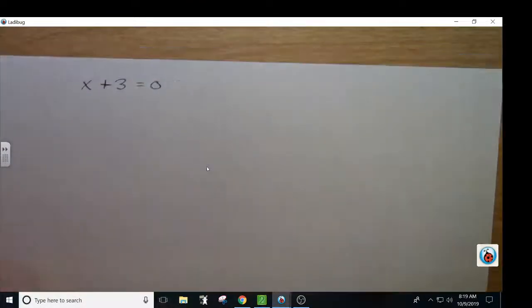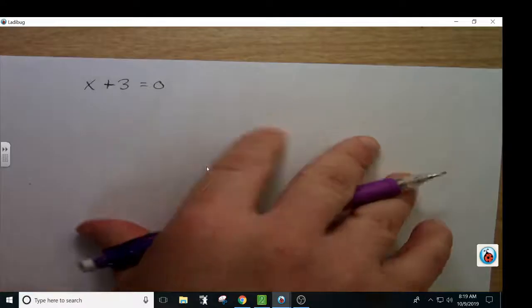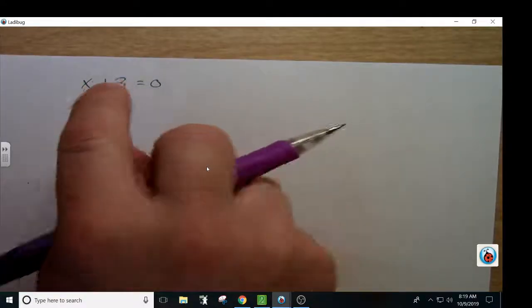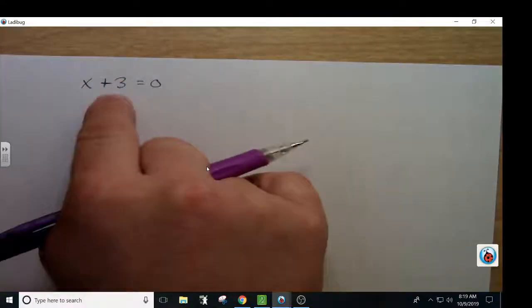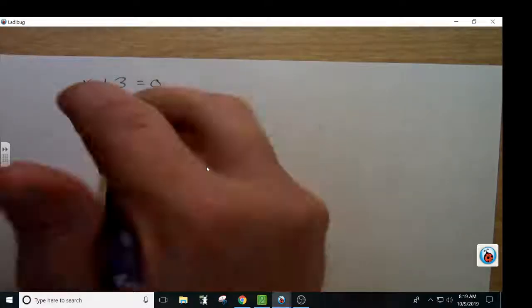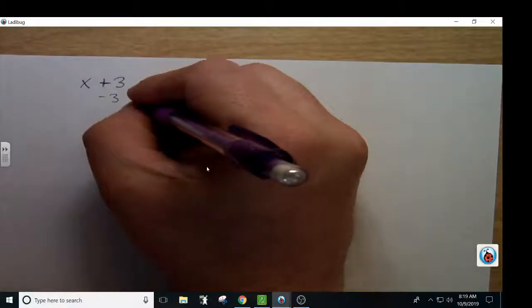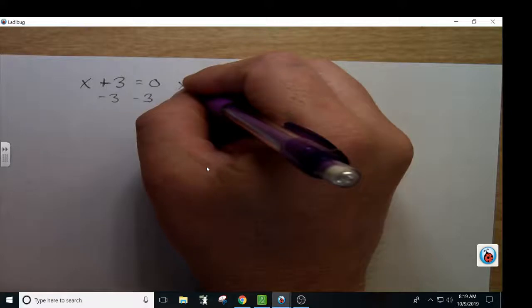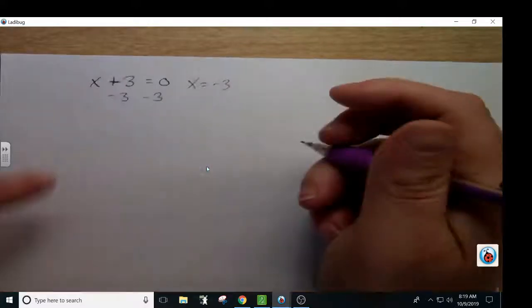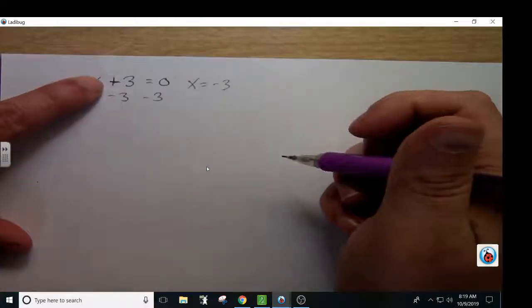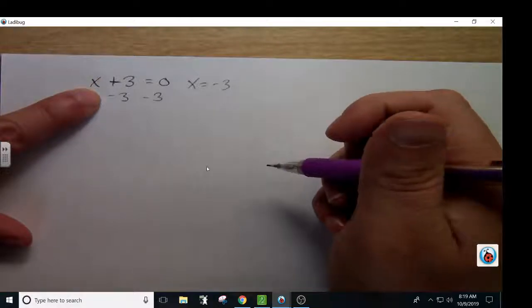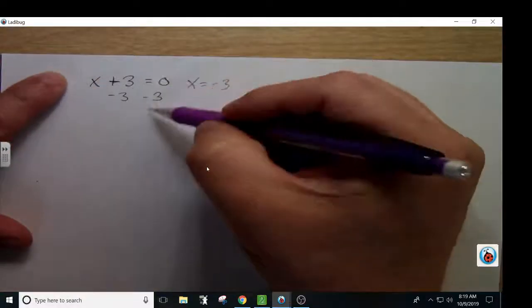Very simple equation, one step equation. What do I have to do to 3? I got to get x by itself. You got to subtract, right? So that's x equals -3. So guys, what I did that for is because if something's being added, to get rid of it or to undo it, you have to subtract it, right?